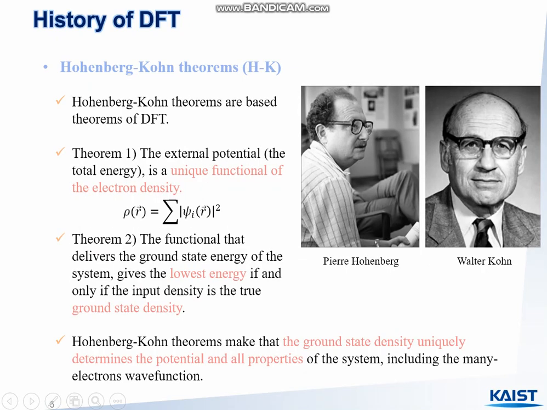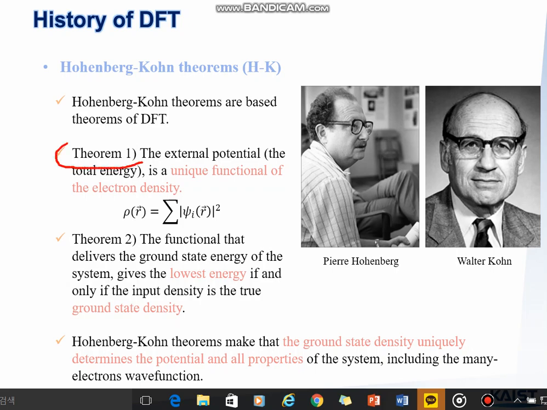Next, the Hohenberg-Kohn theory is the base theory of DFT. According to Theorem 1, the external potential is a unique functional of the electron density. Second, the functional that delivers the ground state energy of the system gives the lowest energy if and only if the input density is the true ground state density. That is, we can use the electron density instead of solving the many-body wave function.